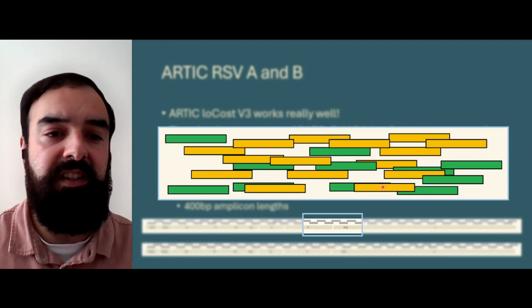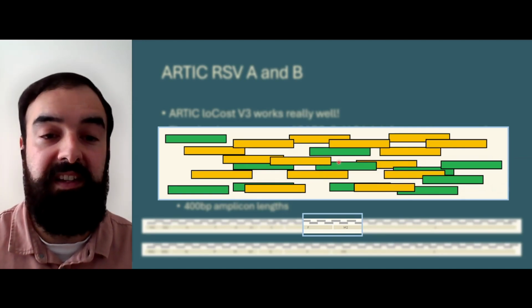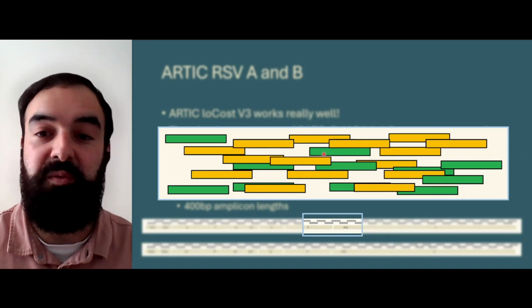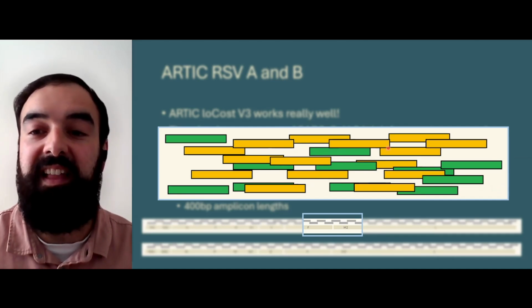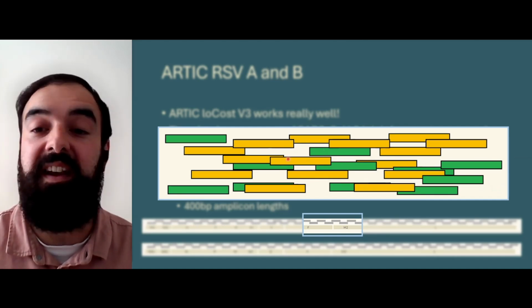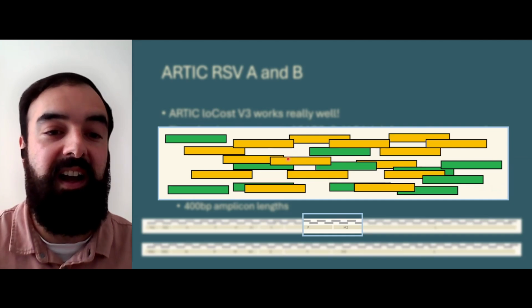Then before you move on to your sequencing, you combine these 2 pools of all the amplicons into one single tube, and then you bring that forward for your sequencing library prep, and then hopefully we'll get some lovely whole genomes out the other end.